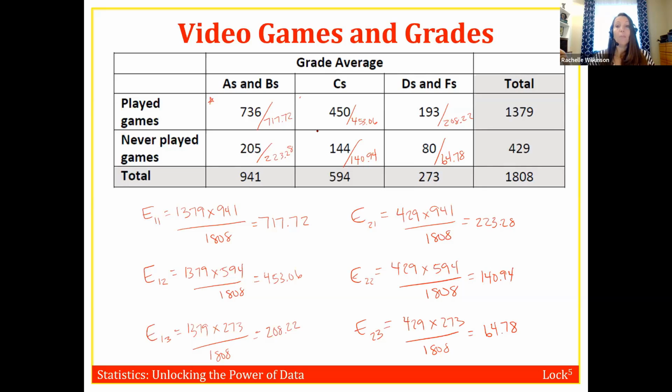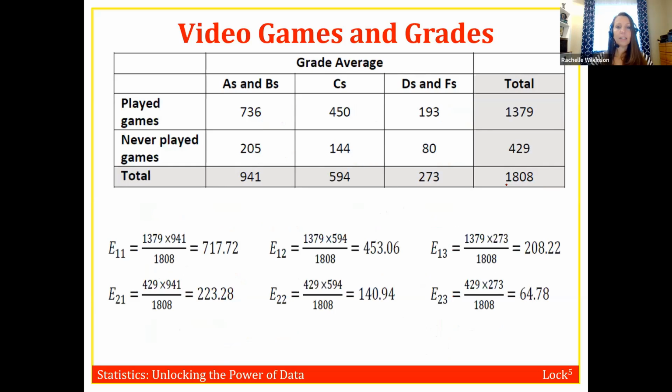And if you ever need to figure out how many cells you should be doing this for, look at the number of options for each of the categorical variables and multiply those together. For grade average, we had 3 options. For video games, we had 2 options. So 3 times 2 is 6. That means there's 6 cells with actual data in them, and I'm going to be looking at 6 expected counts as well. And if you add up all your expected counts, it should always add back up to n, the total sample size.